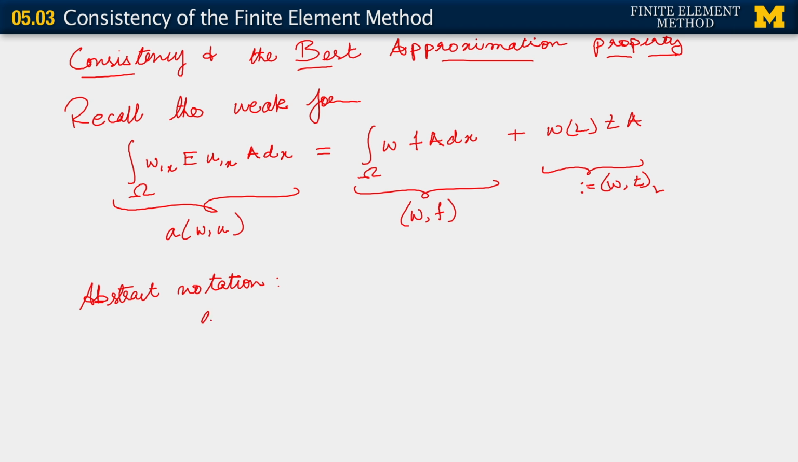So in abstract notation, we have a of w comma u equals w comma f plus w comma t at L. This is just abstract notation for our weak form. Now, in exactly the same manner, note that we can also write our finite dimensional weak form.